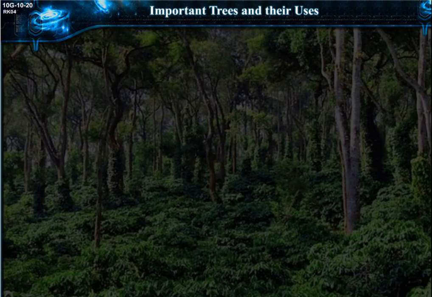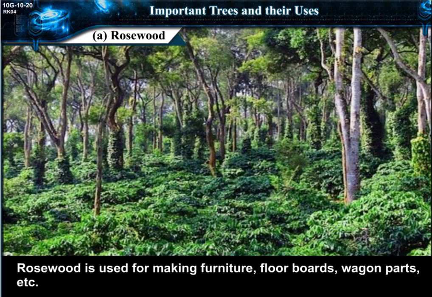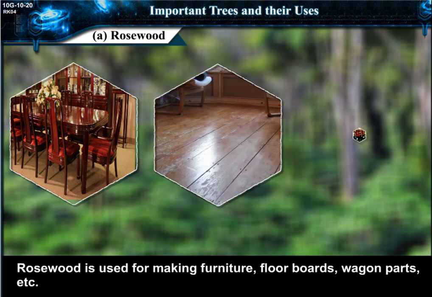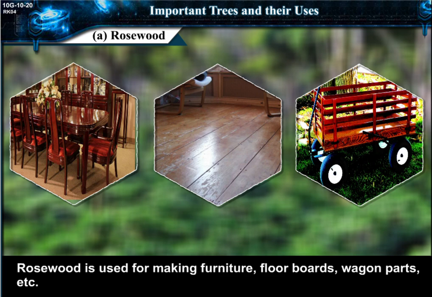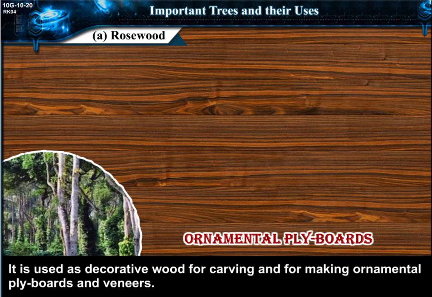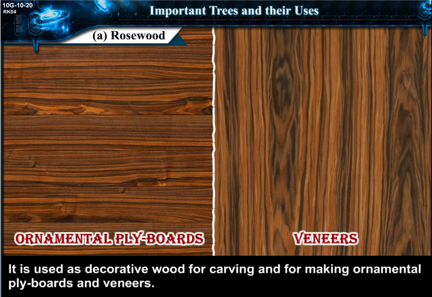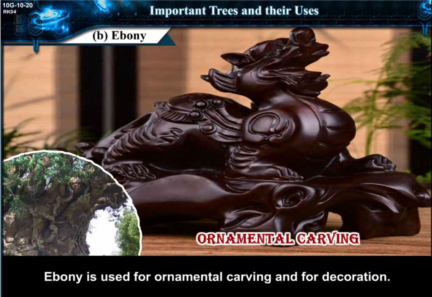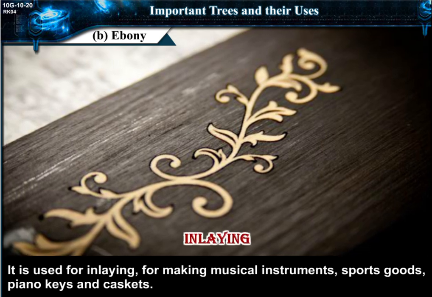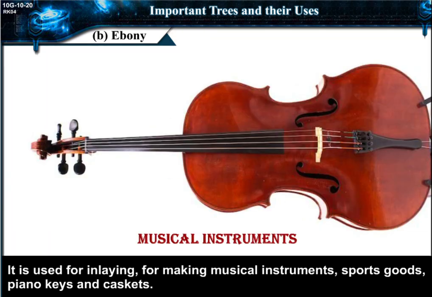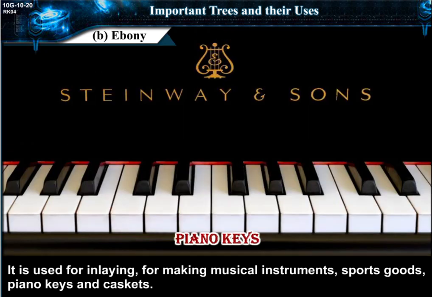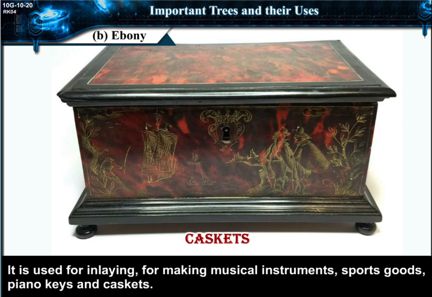Important trees and their uses. Rosewood is used for making furniture, floorboards, wagon paths, etc. It is used as decorative wood for carving and for making ornamental ply boards and veneers. Ebony is used for ornamental carving and for decoration. It is used for inlaying, for making musical instruments, sports goods, piano keys, and caskets.